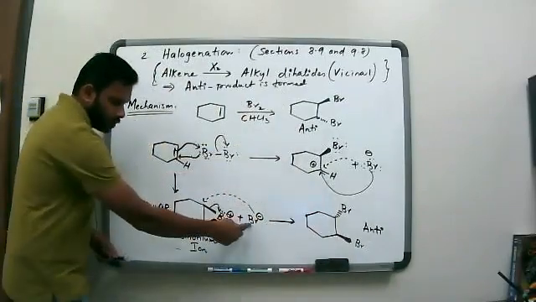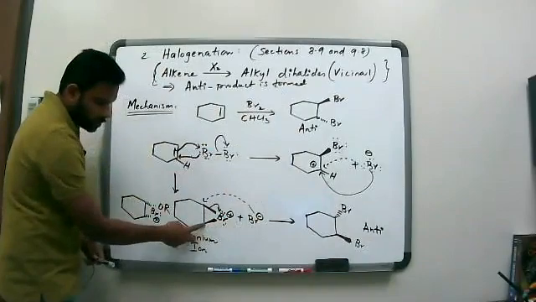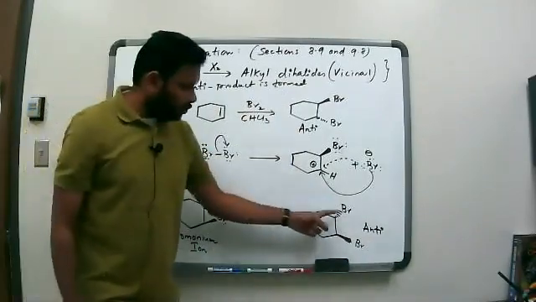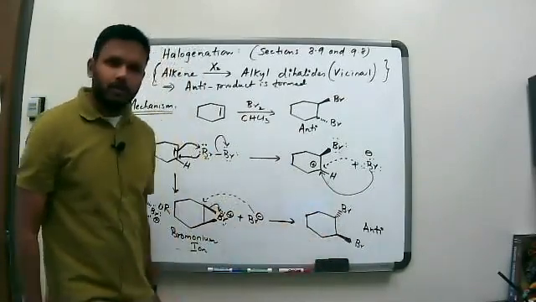Now, this bromide could have as well attacked this carbon here, and then the bond would have opened here. That would have given us the bromine on a wedge at the top and the bromine on the dash at the bottom.